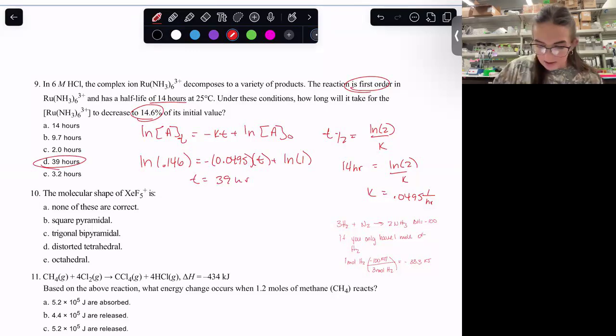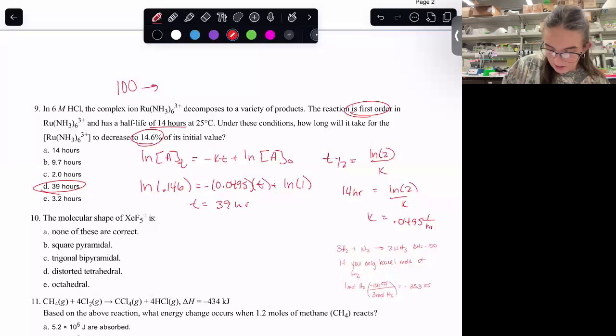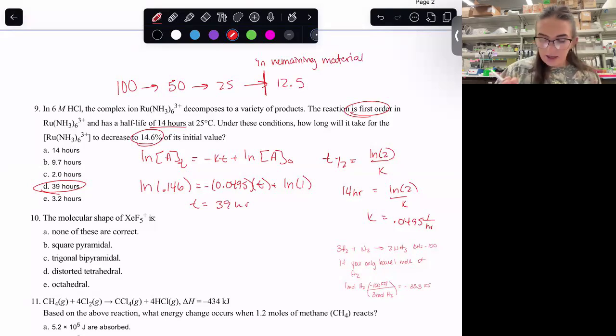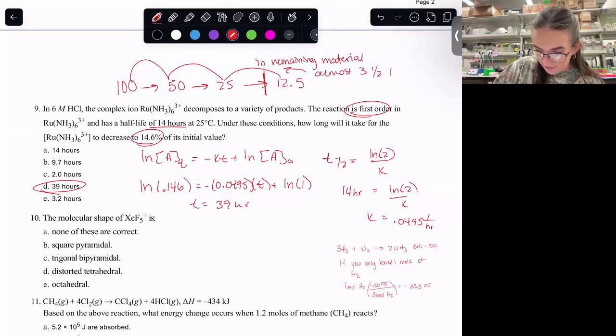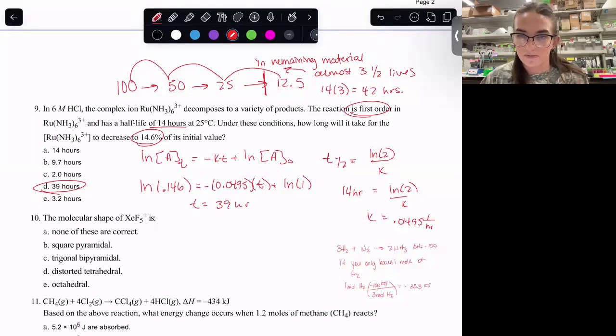The other thing to notice here is that if you go from 100 to 50 to 25 to 12.5, you're about here in remaining material. So you had to go through 1, 2, almost 3 half-lives. So if you do 14 times 3, that gets you to 42 hours. You're close to 42 hours, and so the closest thing to 42 hours is 39. So that's a good way to check your answer.